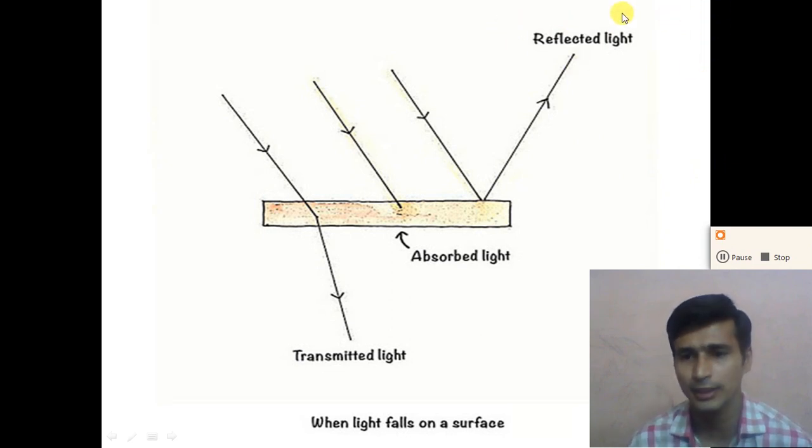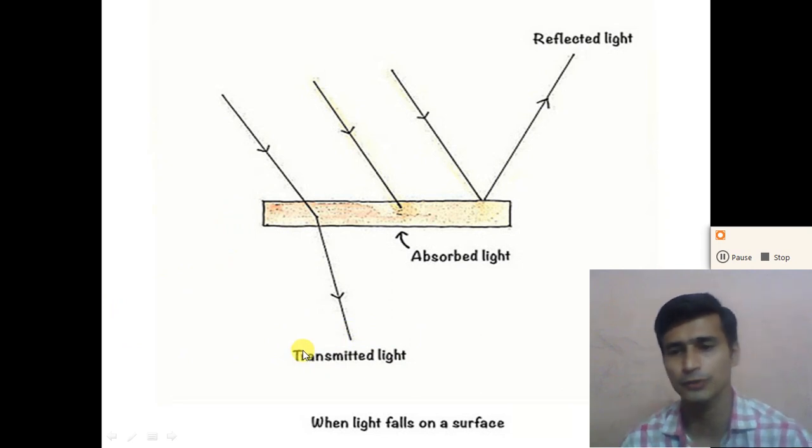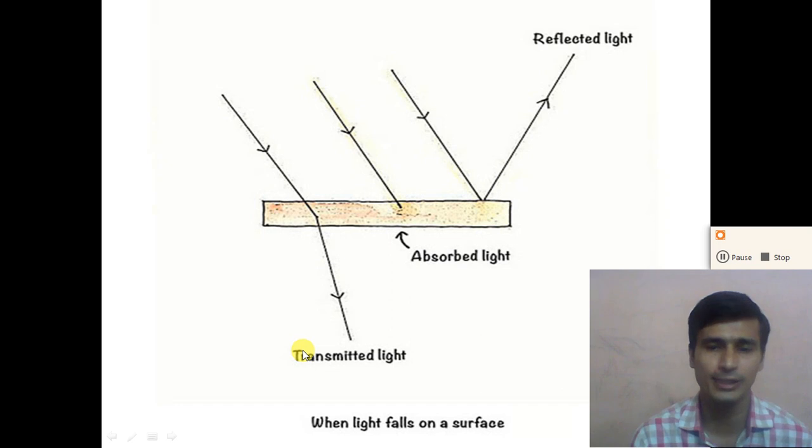When light falls on a solid, polished surface, the major portion of the light is reflected back, and this phenomenon is known as the reflection of light. But when light falls on a transparent surface, the major portion of the light is transmitted through the object, right? And this phenomenon is known as refraction. So dear student, in this chapter we understand these two phenomena regarding light, reflection of light and refraction of light.